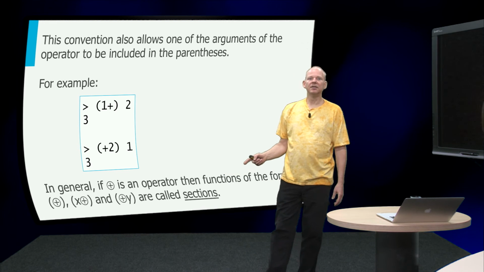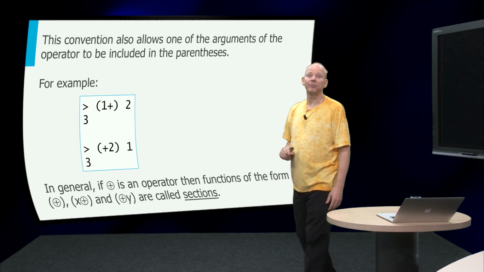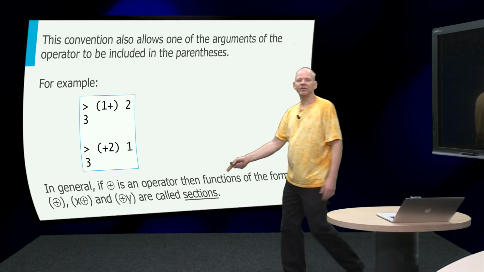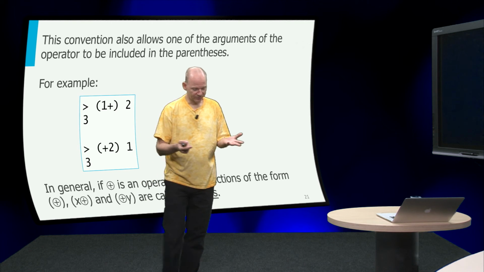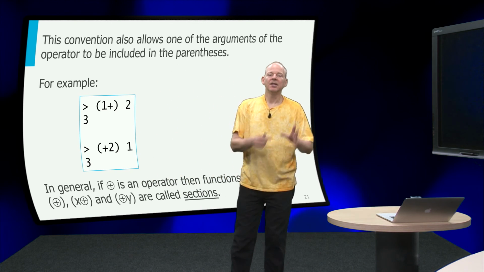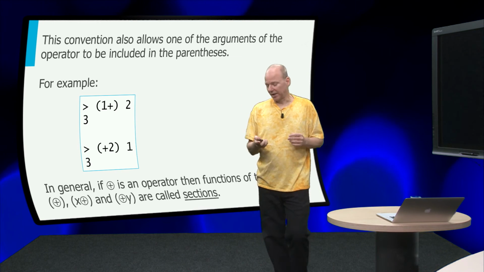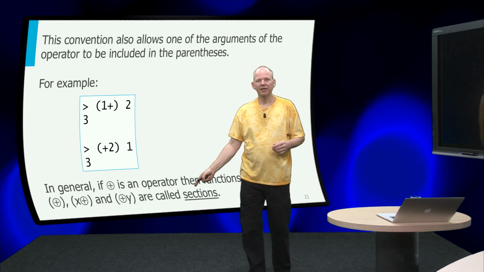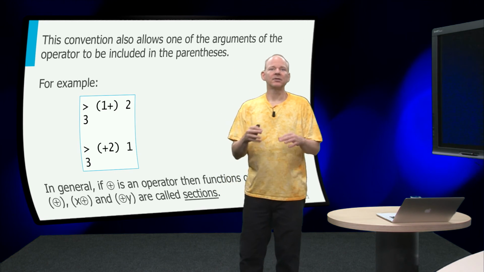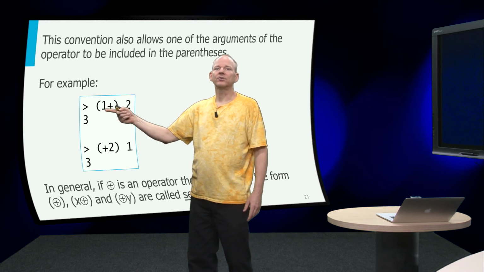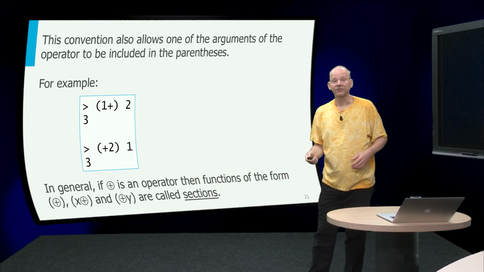So in general, if plus is a binary operator, then you can write plus in parens to use it as a normal function, and you can left or right section it by partially applying it to an argument. Okay? This is something that you will see quite a lot in Haskell. If you want a function that increments something, you just write 1 plus as a section.